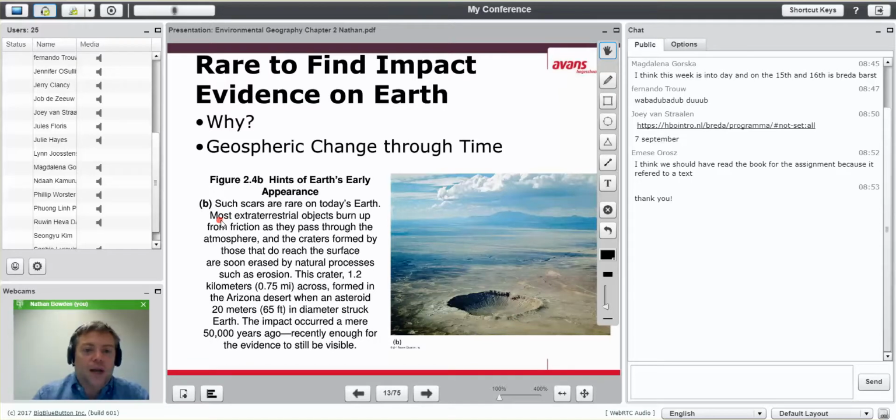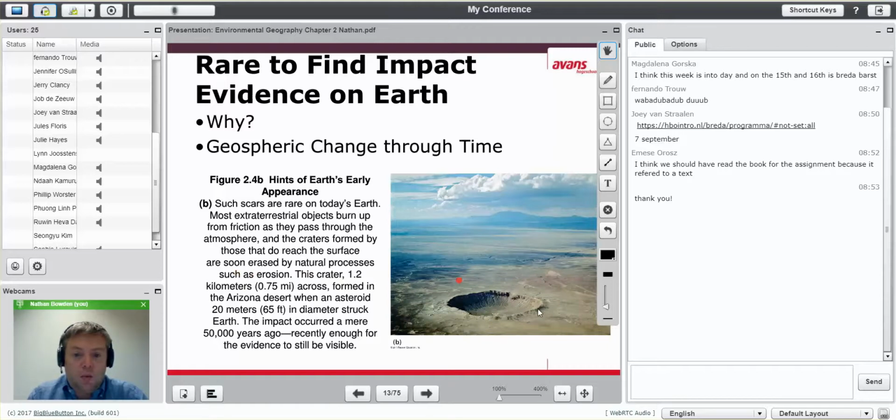First of all, we have an atmosphere which protects us. So most extraterrestrial objects, like meteors and comets, burn up from friction as they pass through the atmosphere. There are a lot of very small molecules in our atmosphere, and they grate the falling object down very quickly as it goes through the atmosphere, and it's also very hot. The craters formed by those do not reach the surface, and are soon eroded by natural processes such as erosion. If something were to make it through the atmosphere, it'd normally be very small and form very small craters that would be eroded away quite quickly.